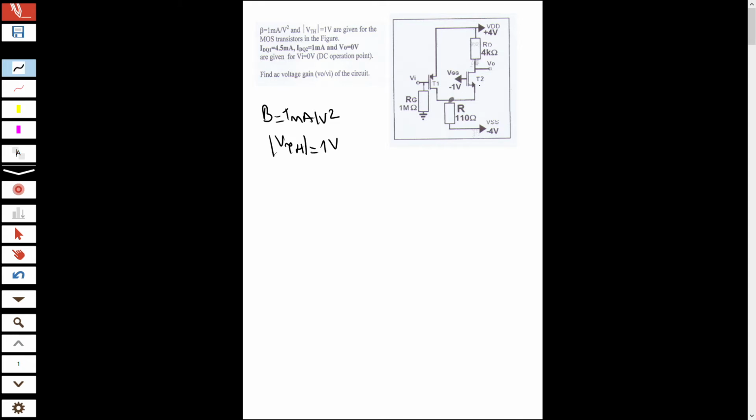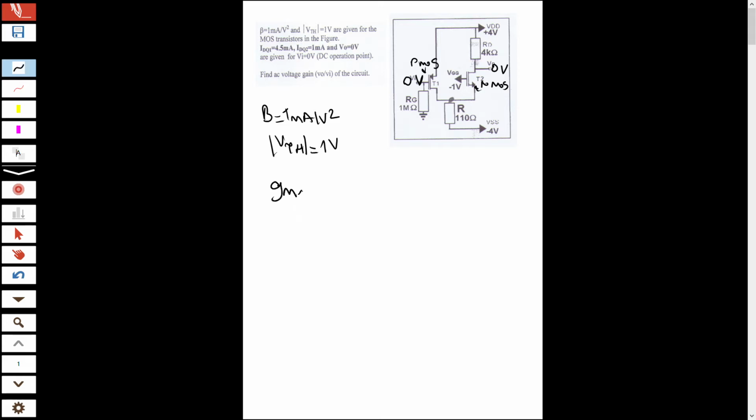Remember, this is an nmos transistor, this is a pmos transistor, and ID at point 1 is 4.5 milliampere, ID at point 2 is 1 milliampere, and V output equals 0 volts are given for V input equals 0 volts for the DC operating point. So these are given. Find the AC voltage gain of the circuit.